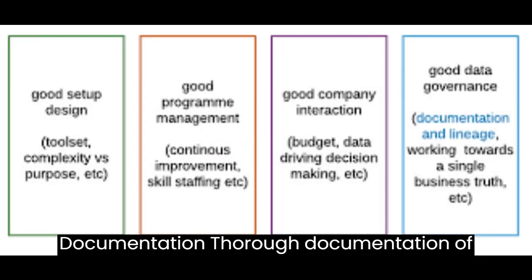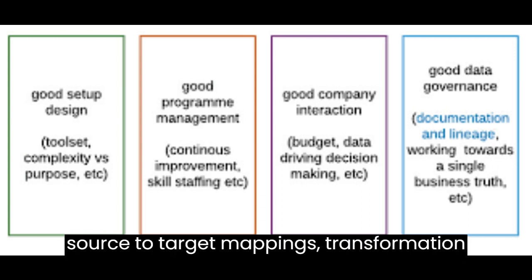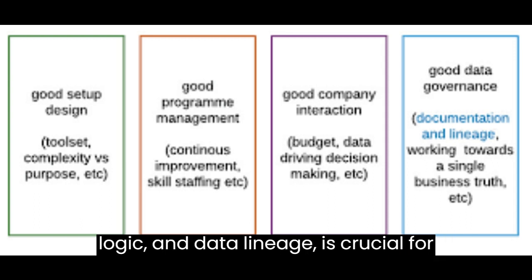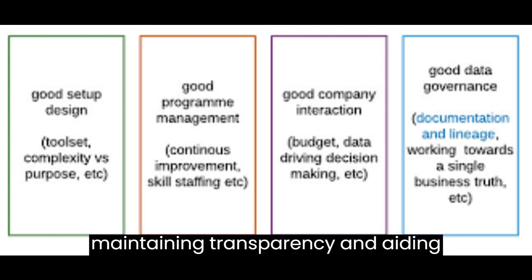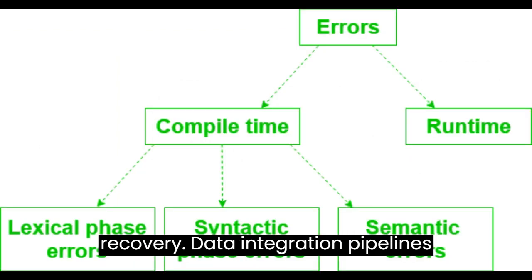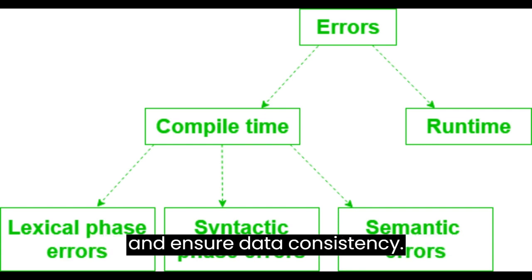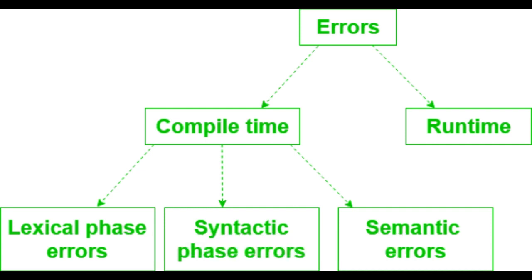Documentation. Thorough documentation of data integration processes, including source-to-target mappings, transformation logic, and data lineage, is crucial for maintaining transparency and aiding troubleshooting. Error handling and recovery. Data integration pipelines should have robust error handling mechanisms to deal with unexpected issues and ensure data consistency.